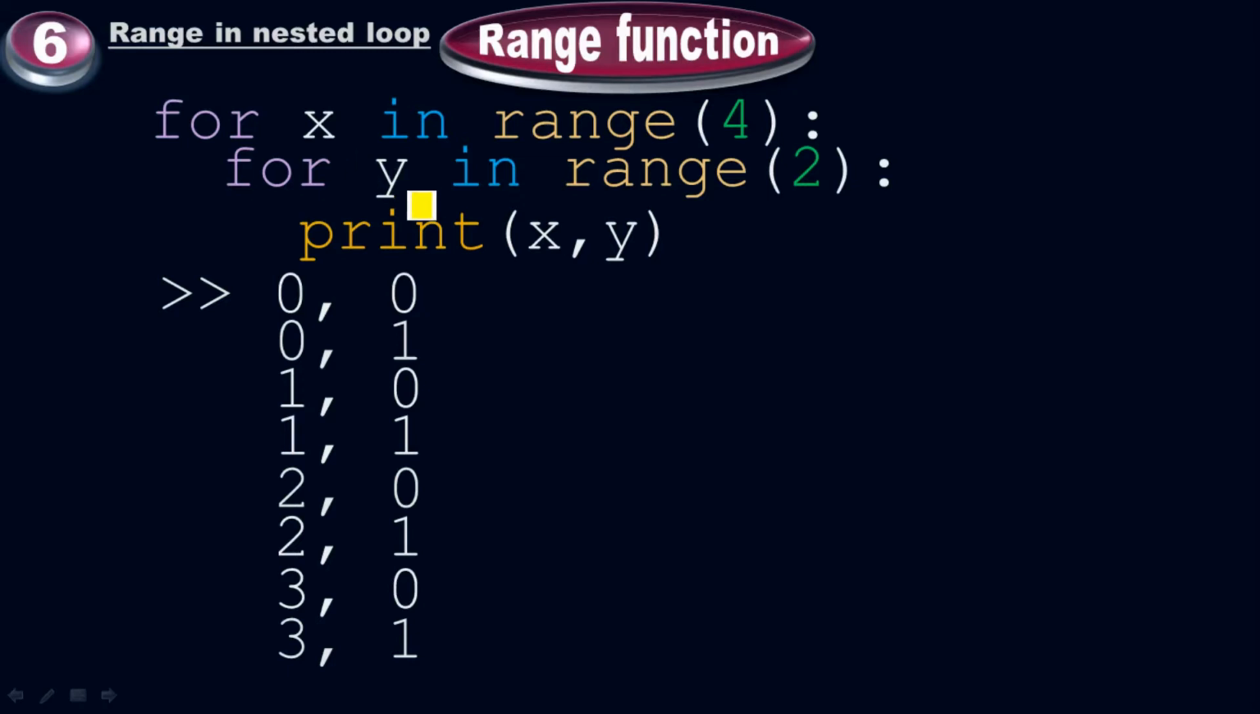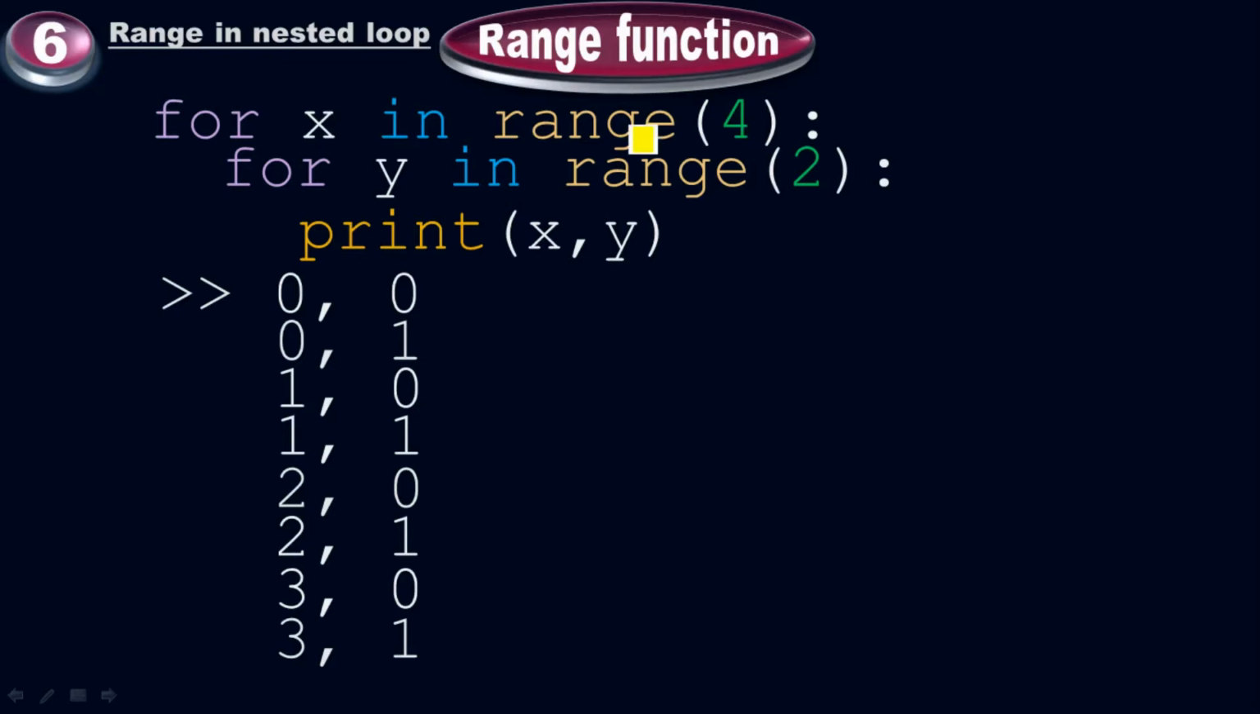We have used nested loop here for the range. So for x in range of 4 and then for y in range of 2. So for the outer loop, the range is up to 4. For the inner loop, the range is up to 2. This left side is because of the outer loop. This right side is because of the inner loop. Since we have a single argument here and a single argument here, these are range functions with single arguments. We already know that a single argument by default starts from 0.